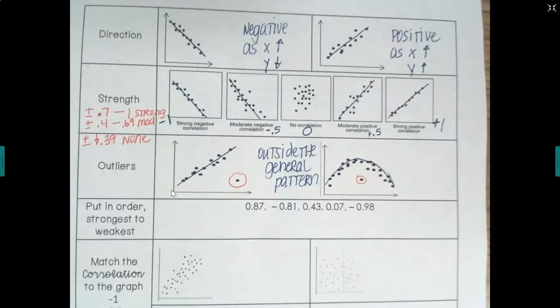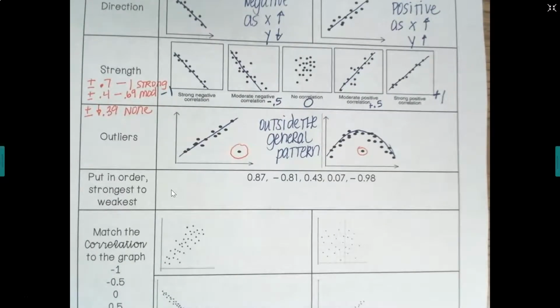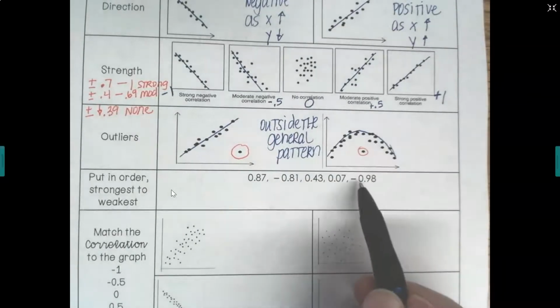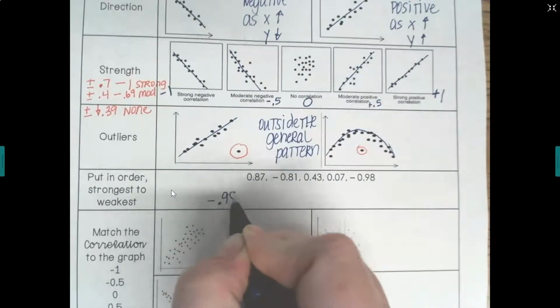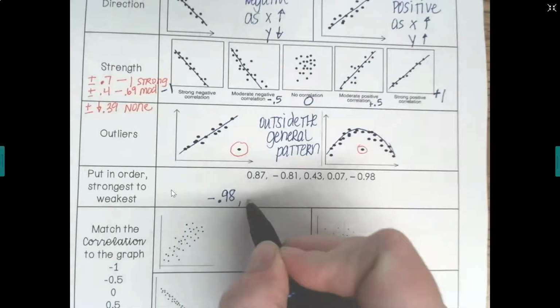Okay, so now I want to take a second. I want us to put these in order. I gave us 5 correlation coefficients, and we're going to put them in order from the strongest to the weakest. So remember, the positive or negative doesn't matter. The closer to 1 the number is, whether it's +1 or -1, the stronger it is. So when I'm looking at these numbers, the closest to 1 is -0.98. It doesn't matter if it's negative or positive. So that's the strongest one on there. Then I want to look at my next biggest number is 0.87.